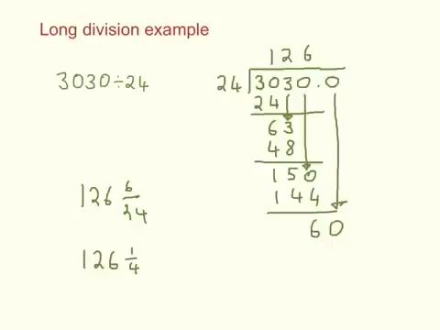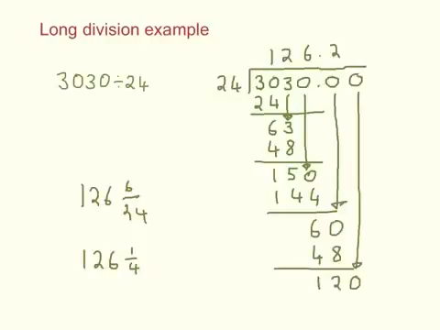1/4. However, if I want to work my answer out as a decimal, again, I'll pull down the next 0. How many 24's in 60? 2, and that's 48 to take away. Pull down the next 0. How many 24's in 120? 5, leaving nothing left. My answer? 126.25.